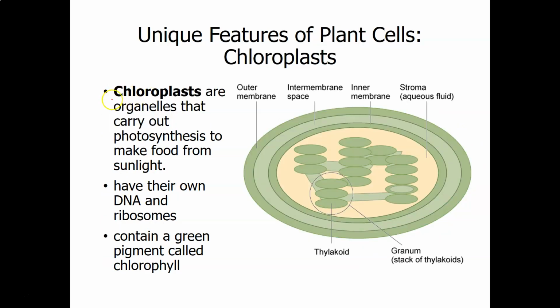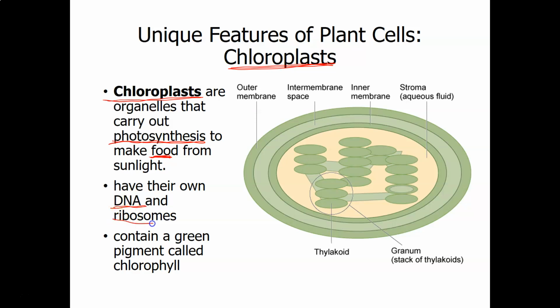Chloroplasts are structures inside of plant cells only. Animal cells do not have chloroplasts. Chloroplasts carry out photosynthesis, which is where they use energy from sunlight to convert carbon dioxide into carbohydrates, and the carbohydrates are their food. So they make their food from carbon dioxide and sunlight. They have their own DNA and ribosomes.